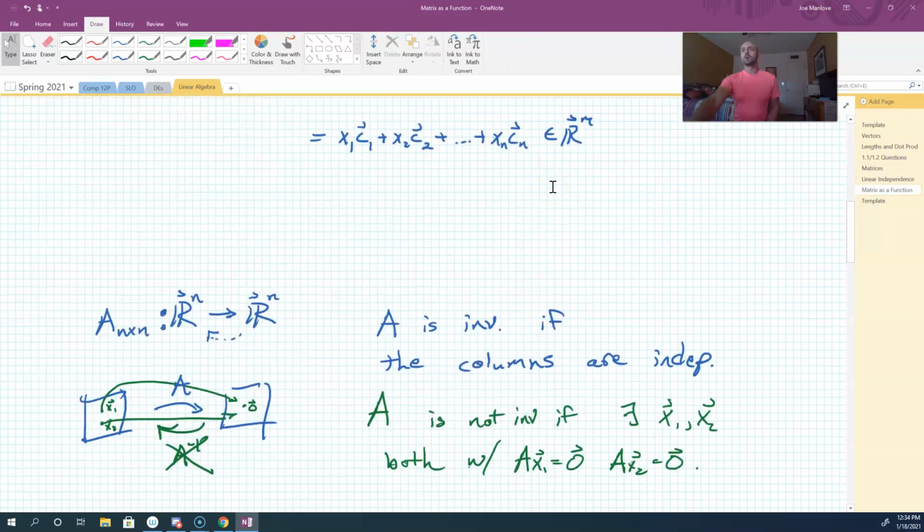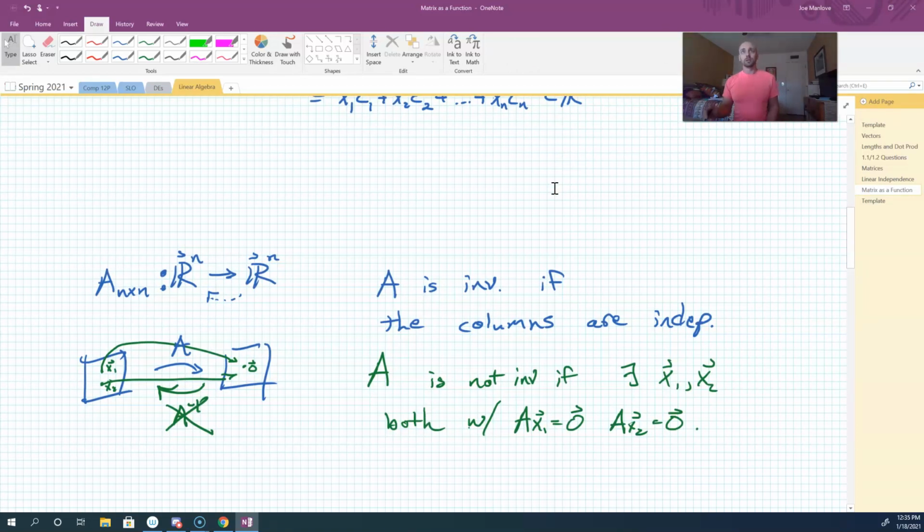And then finally, I want to spend just a second on inverses. Because A is a function, and functions oftentimes have inverses. We're going to need to spend some more time on this later, but I just want to think about it for right now. So they only sometimes have inverses. I hope that makes sense.